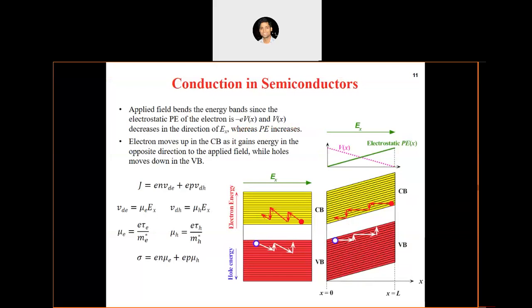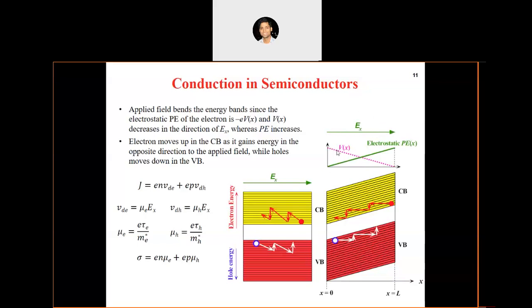Then let us discuss how the conduction happens in a semiconductor. You might remember the band bending which we discussed in the case of metals. Similar band bending happens in this case also. So let us say we are applying an electric field in the positive x direction. Because of this applied electric field, the electrostatic potential energy of an electron will change, because we have applied the electric field in the positive x direction.